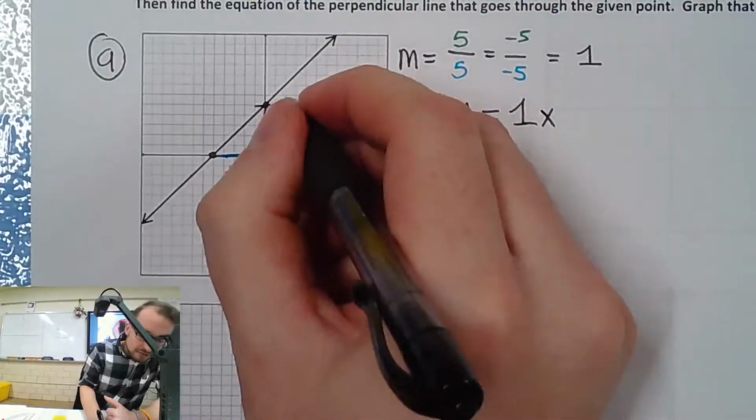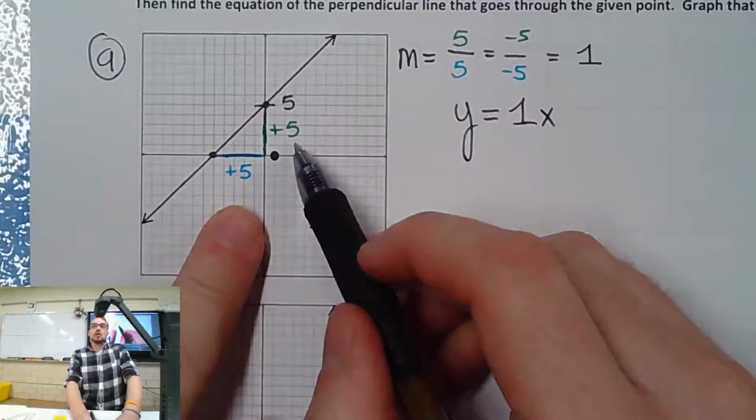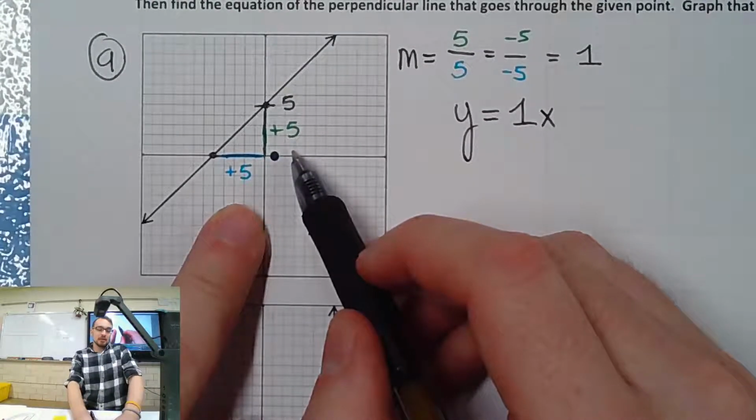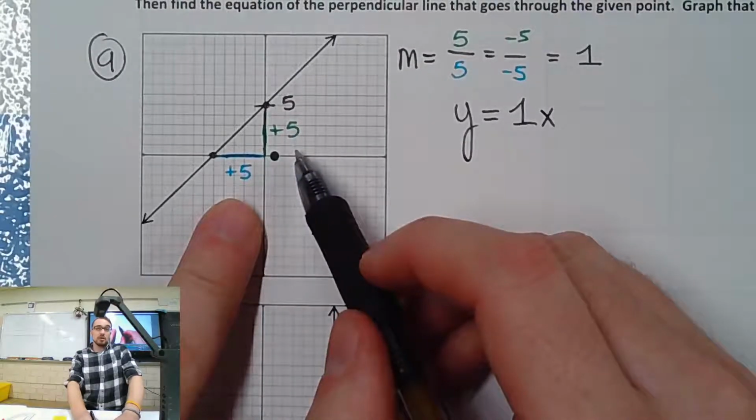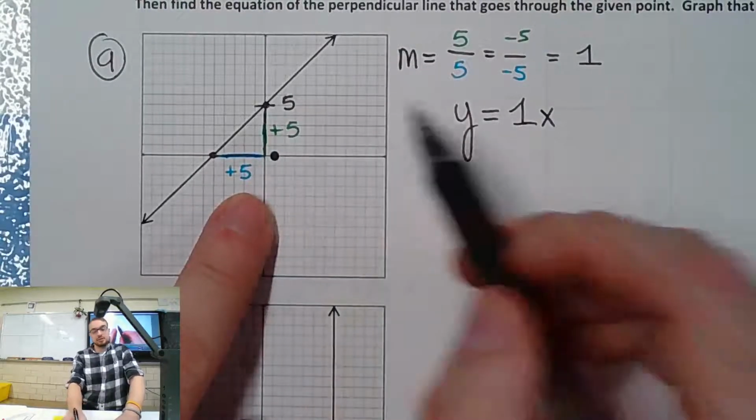At 5. It's a coincidence that these are all 5. I apologize for that. Usually when I make problems, I try to make it so there are no coincidences, so you don't think, oh, look, they're both 5, so this is a 5, right?